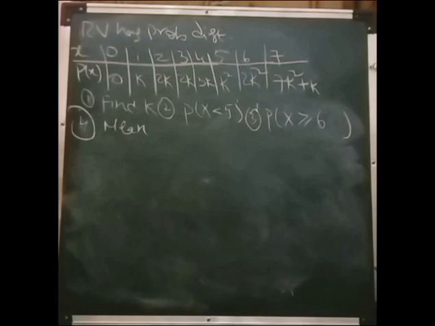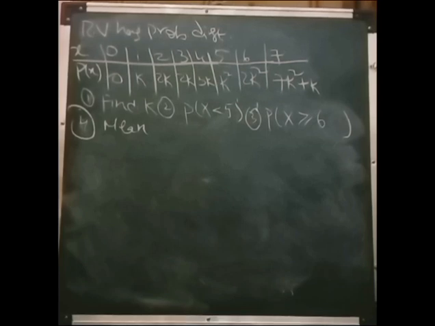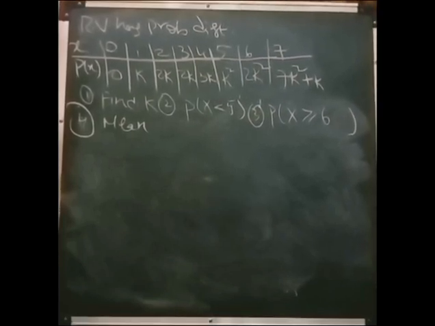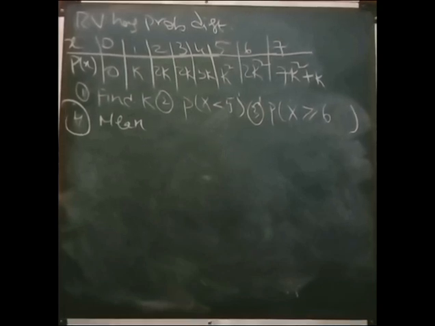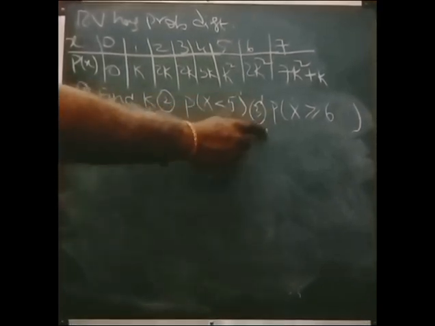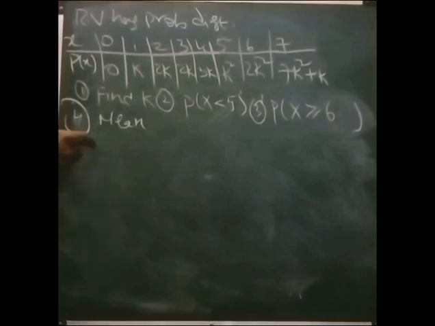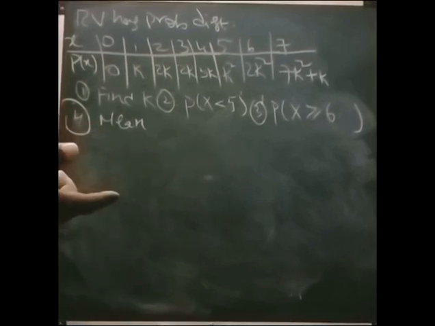Here k is an unknown value, so first we determine k, and then certain probabilities like the probability of x less than 5, the probability of x greater than or equal to 6, and the mean, and we can even determine the variance, etc. To determine these things, one should know the axioms of probability. So here there are certain axioms of probability.